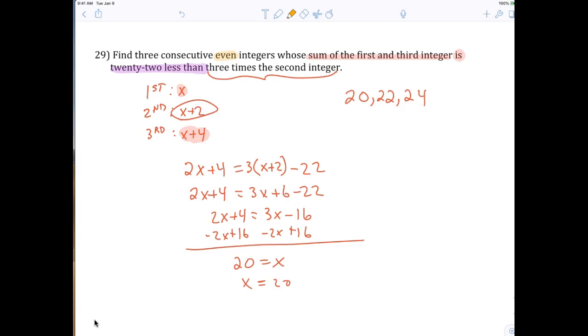Evens. They're not consecutive. You know what I mean? Consecutive evens is plus 2. Consecutive odds is plus 2. Everybody okay with that?